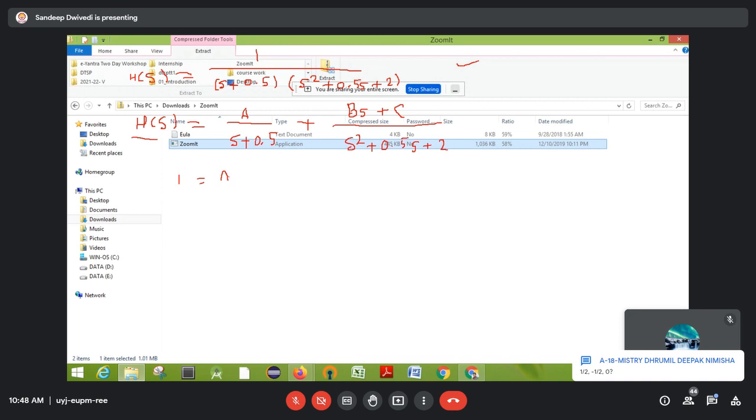We are multiplying A to this one, so I will take the multiplication simultaneously. So this will be A s square, then plus A into 0.5 s, then plus 2A. Any doubt in this?